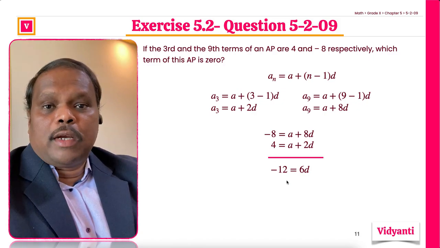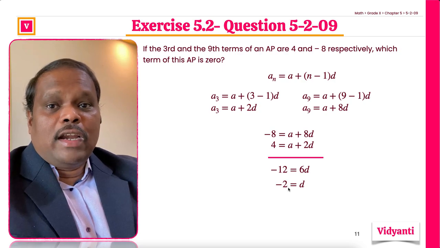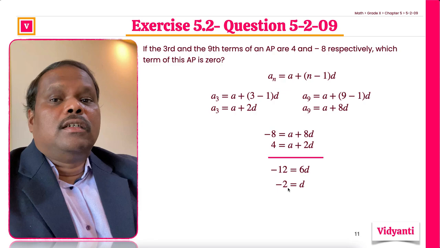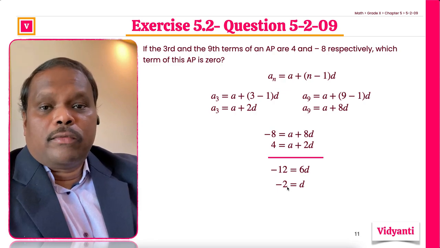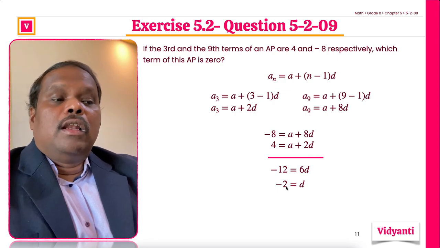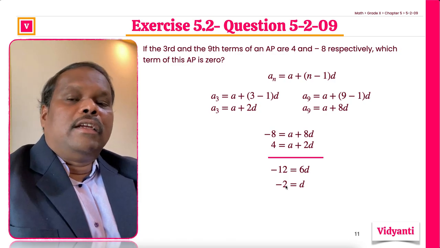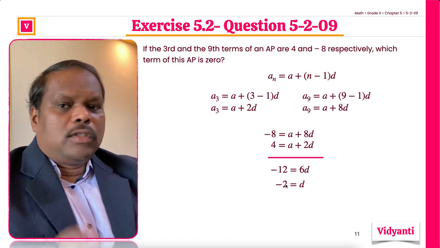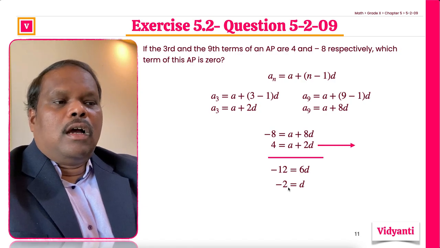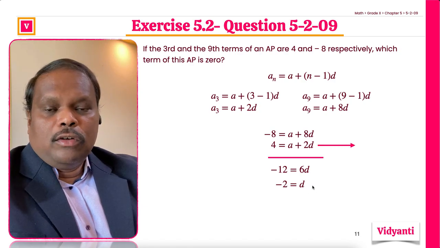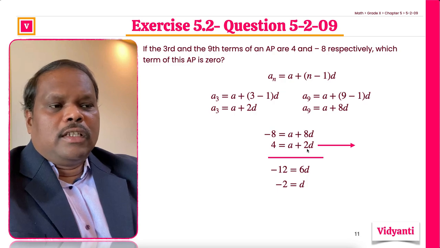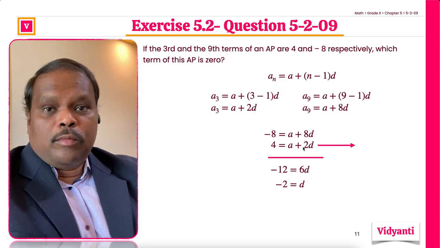Let's divide both sides by 6, and the common difference will come out to be negative 2. Is that a valid answer? Yes. As long as the difference is constant, it doesn't matter whether it is positive or negative. Negative common difference means the progression is a decreasing one. So that's perfectly fine. Now let us substitute this value into any of these equations. It doesn't matter. This looks smaller, so that's why I prefer it.